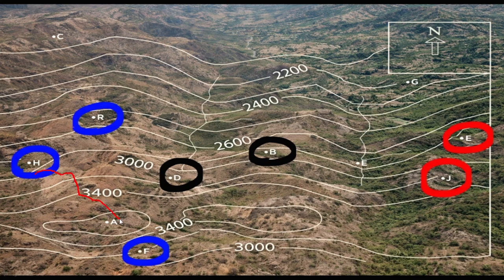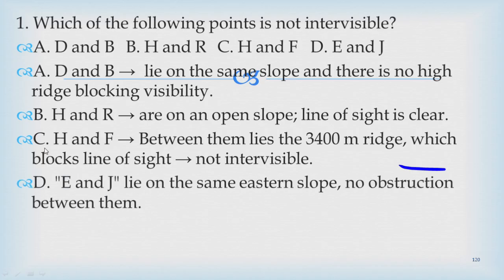So they are not intervisible to each other. D, E and J lie on the same eastern slope, so there is no obstruction between the two points. C is the correct answer, where intervisibility is not found.